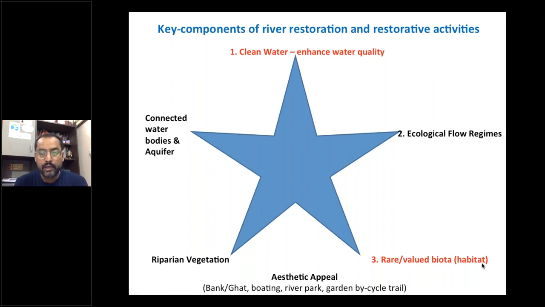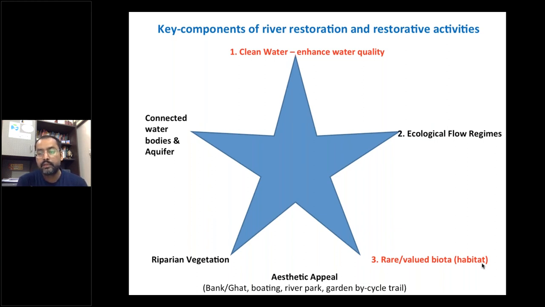First of all, we want to have clean water. The water quality should be at least up to swimmable and bathable standards. You can swim, you can bathe, and you can even drink after conventional treatment. So this is our objective. We want to make our rivers swimmable, fishable, and drinkable.